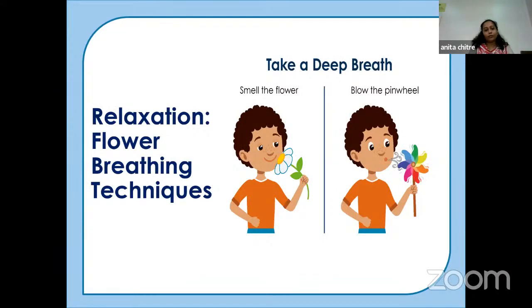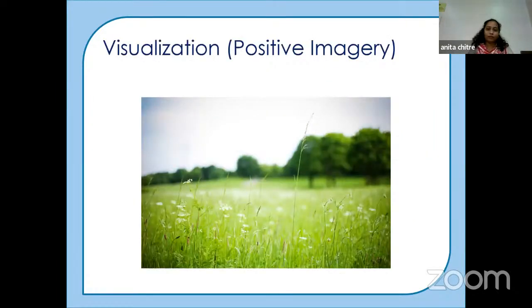Relaxation techniques are used, where they use flower breathing, muscle relaxation. We can use positive imagery techniques of visualization. So they are given a task where they have to imagine a place, a calm image, and draw it, and how would they feel in this place, and help them to express themselves.